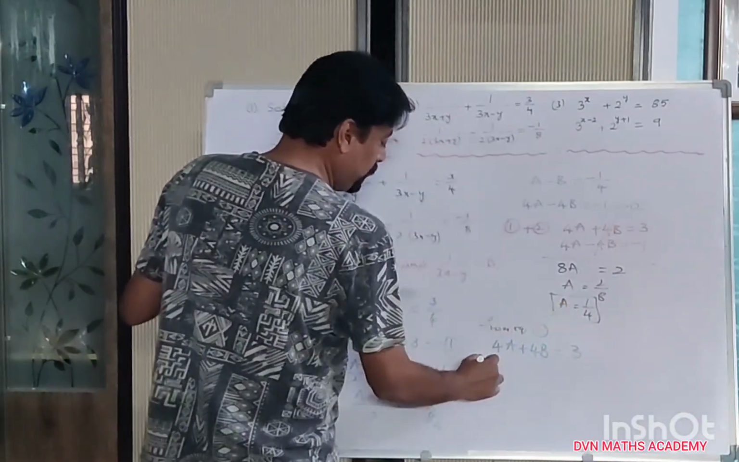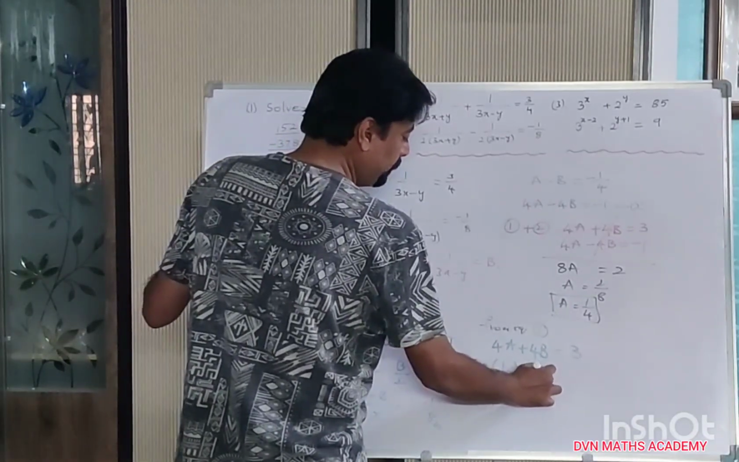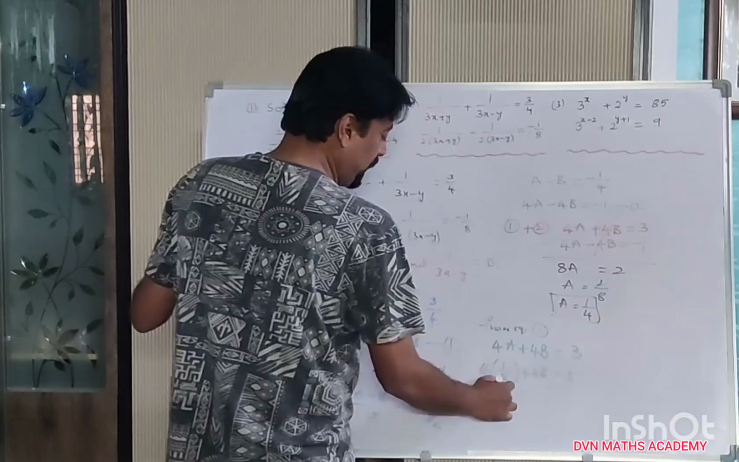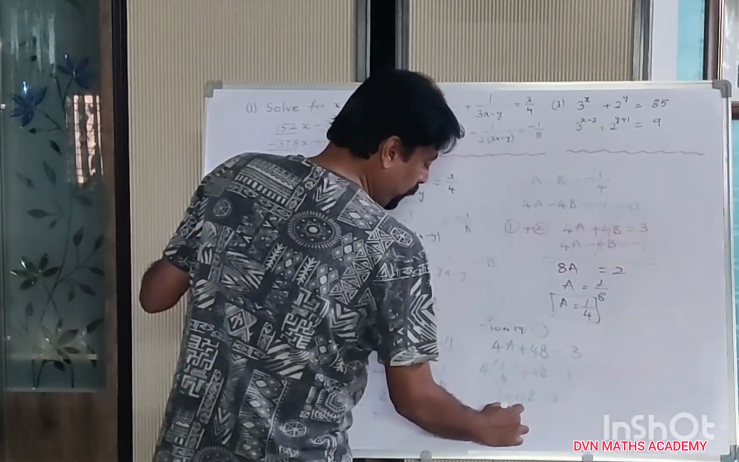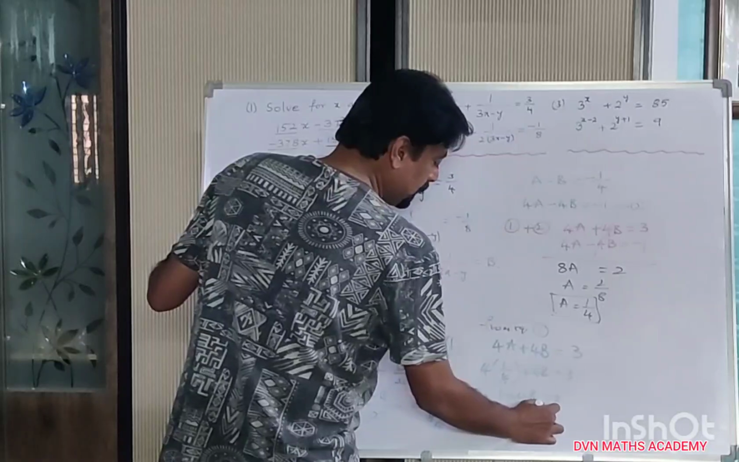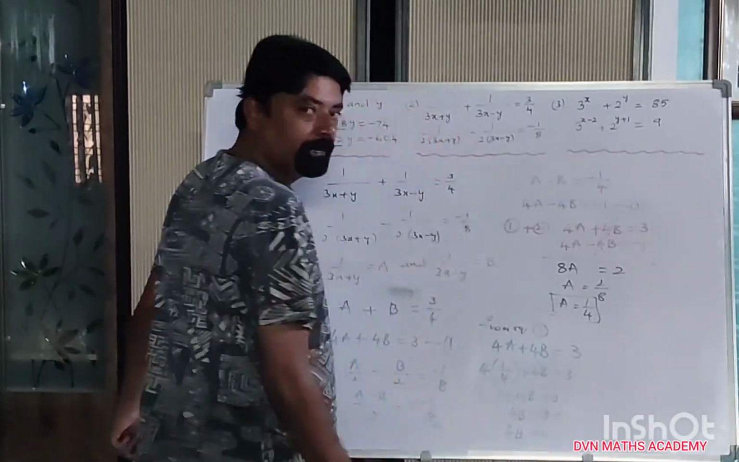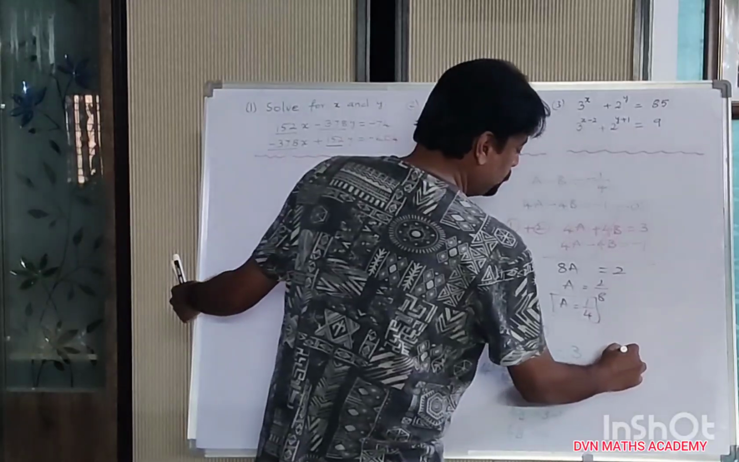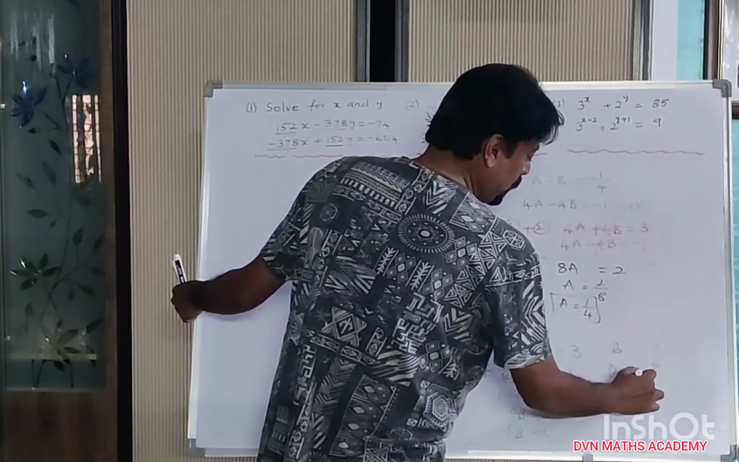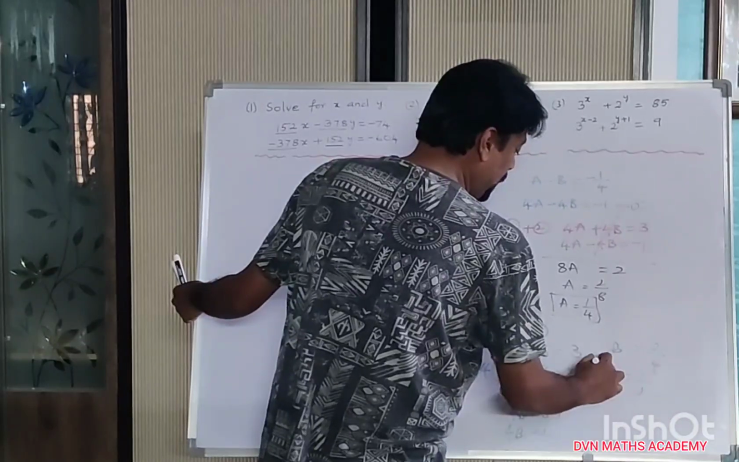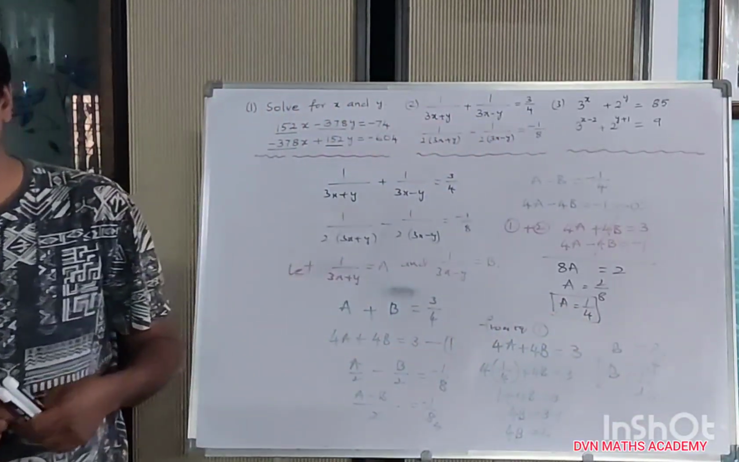If I substitute the a value, 4 into 1 by 4 plus 4b is equal to 3. The 4s cancel, 1 plus 4b is equal to 3. Then 4b is equal to 3 minus 1, 4b is equal to 2. Then b is equal to 2 by 4. Therefore, b is equal to 1 by 2. So I got the b value also.